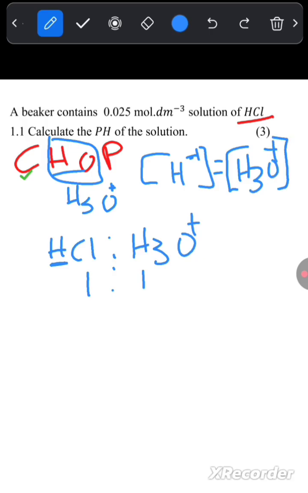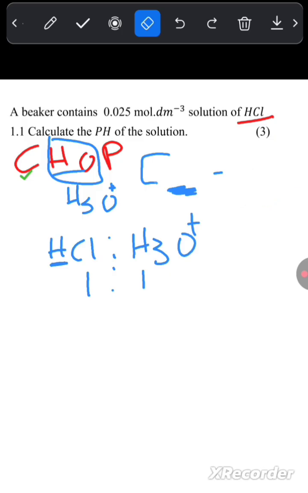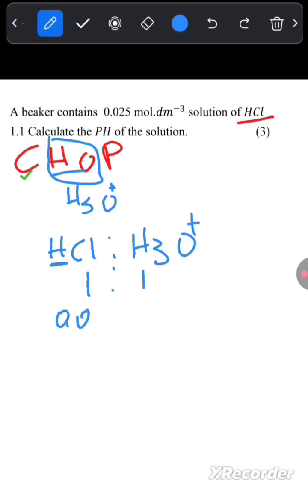So that's why I ask myself how many hydrogen ions, because whatever the number of hydrogen ions there are will be the same as the hydronium ion. The concentration of hydrogen ions will be the same as the concentration of hydronium ions. That's why I asked myself how many hydrogens are there in the acid. So now when we check, the ratio is 1:1. Now the concentration is 0.025. That is the concentration of the acid.